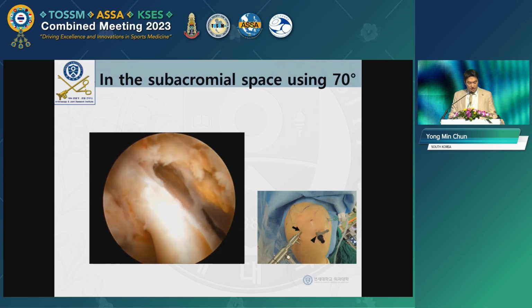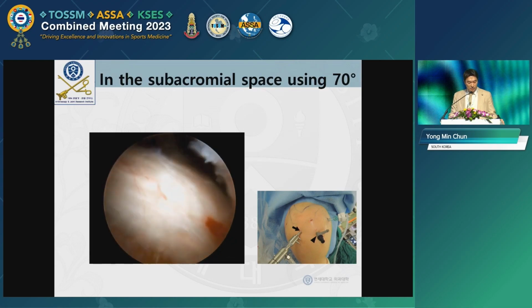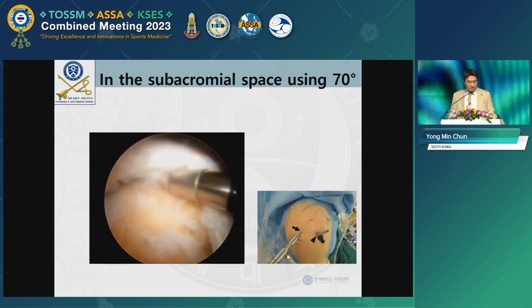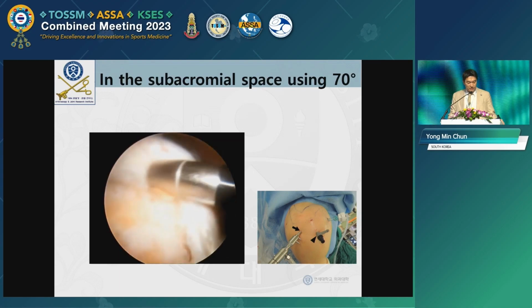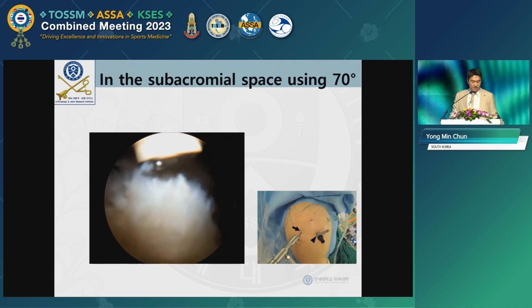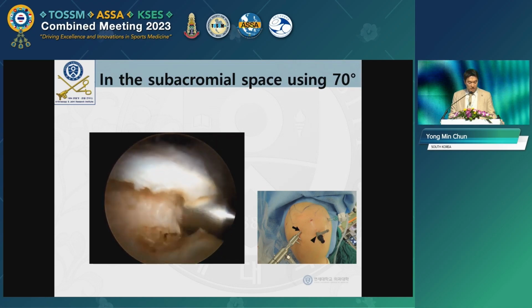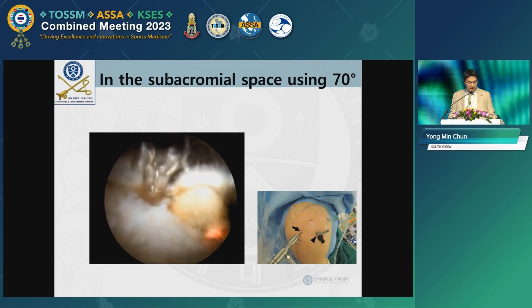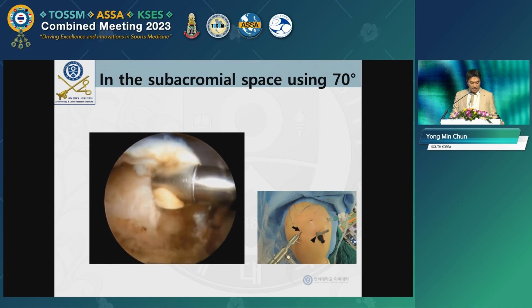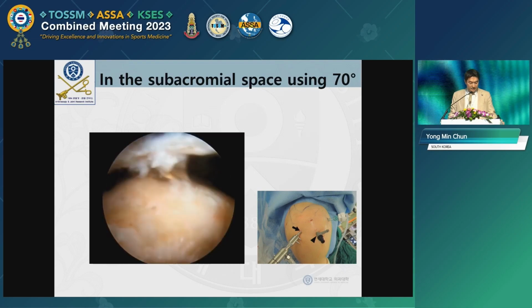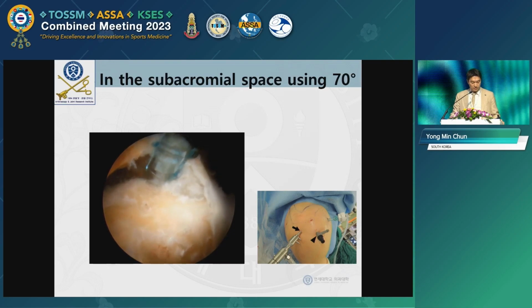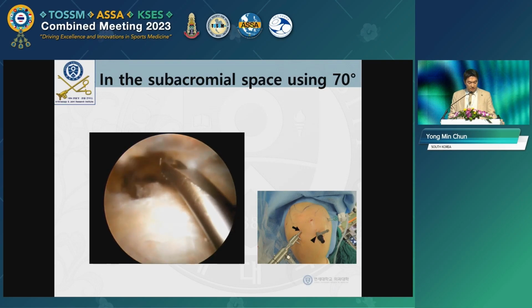So this is the lateral viewing portal using the 70-degree scope. In many cases, as I told you, despite the full-thickness tear, there is no retraction like this, because the subscap was tethered by the transverse ligament of the bicipital groove. So we need to release the transverse ligament like this using the electrocautery, and then we can expose the subscap footprint like this using the cannula from the anterior portal. And I think it's much more familiar.